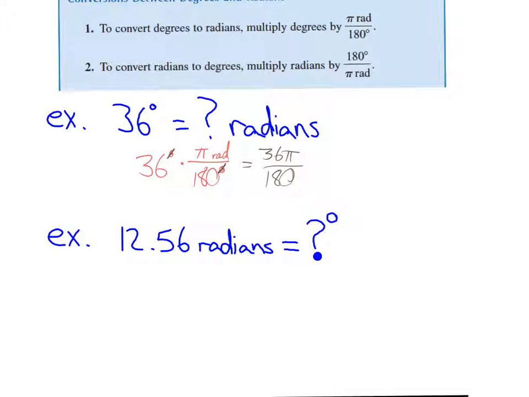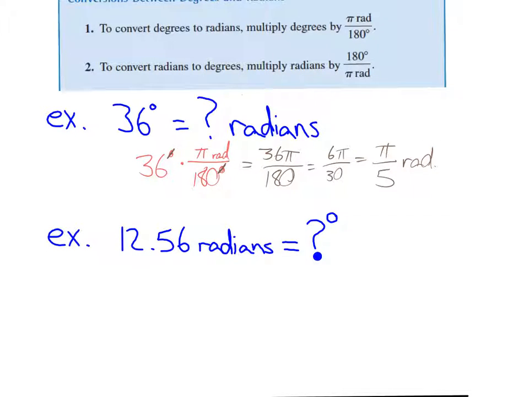And one thing I want you to do on all of these, if you have a pi in the original, I want you to leave them in terms of pi. Okay? Leave it in terms of pi. So here, I'm simply going to reduce the fraction 36 over 180. Okay? So if I reduce that, let's see, there's a 6 in there, so I'd have 6 pi over 30. Okay, that's pi over 5. So pi over 5 radians is the same as 36 degrees.